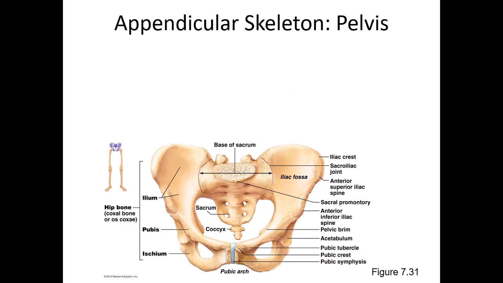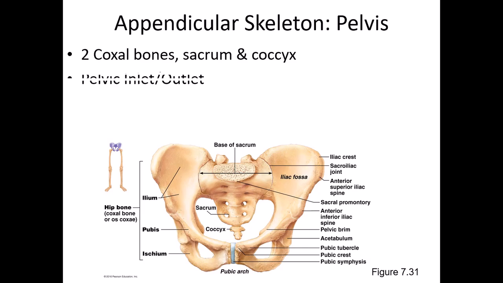The whole pelvis together, the pelvic cavity, is formed from two of those os coxa or coxal bones, plus the sacrum and the coccyx. So that makes the collective structure that we call the pelvis. And these have two openings associated with them, kind of like the thoracic cage did. On the thoracic cage, we had a superior thoracic aperture and an inferior thoracic aperture. Here we call the openings the pelvic inlet and the pelvic outlet. The pelvic inlet is the superior opening, and the pelvic outlet is the inferior opening.